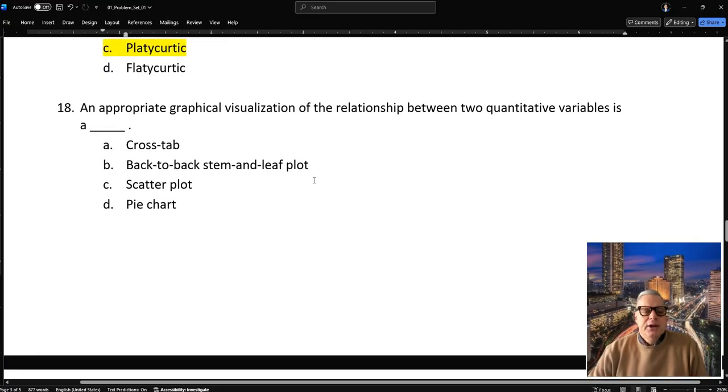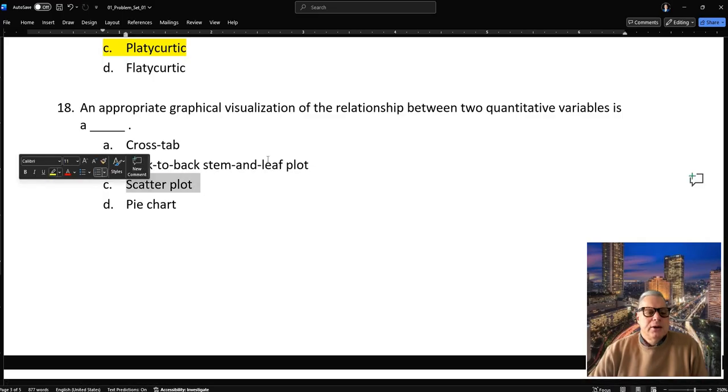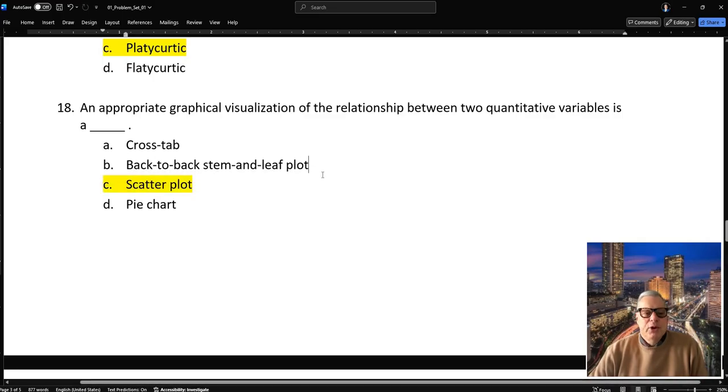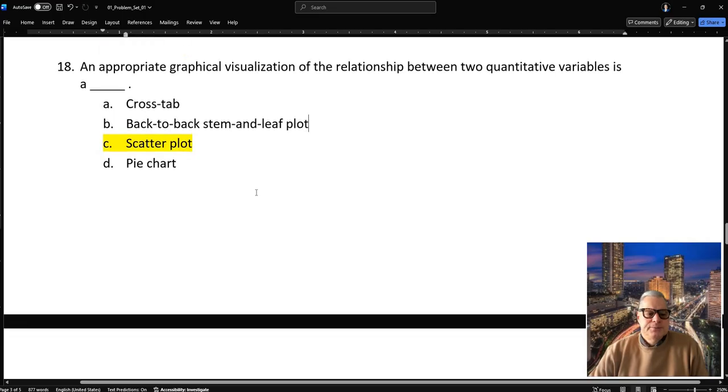An appropriate graphical visualization for the relationship between two quantitative variables could be a back-to-back stem and leaf plot. Well, it is actually a scatter plot, because the back-to-back stem and leaf plot, while it is used to compare two data sets, doesn't show the relationship. So the correct answer has to be scatter plot.